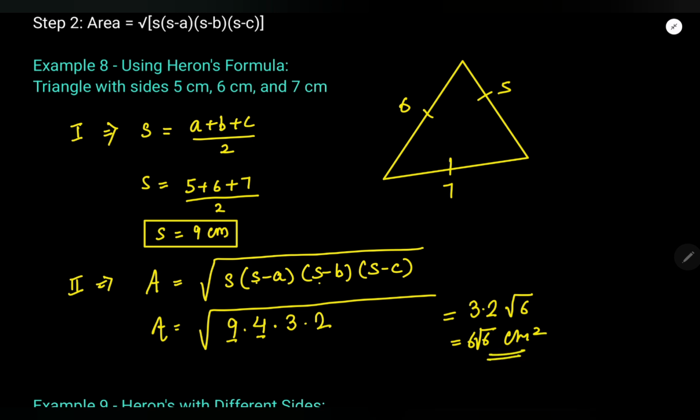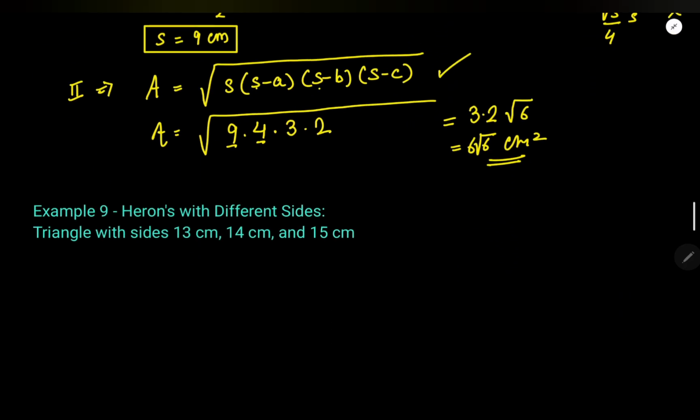This is the area. So there are 3 methods to calculate the area. First is you use this formula when you know the height. Second is when the triangle is what? Equilateral, then you apply this formula. And when the triangle is neither equilateral nor do you know the height, then you apply Hero's formula, this formula. Okay, so I hope you are getting it.